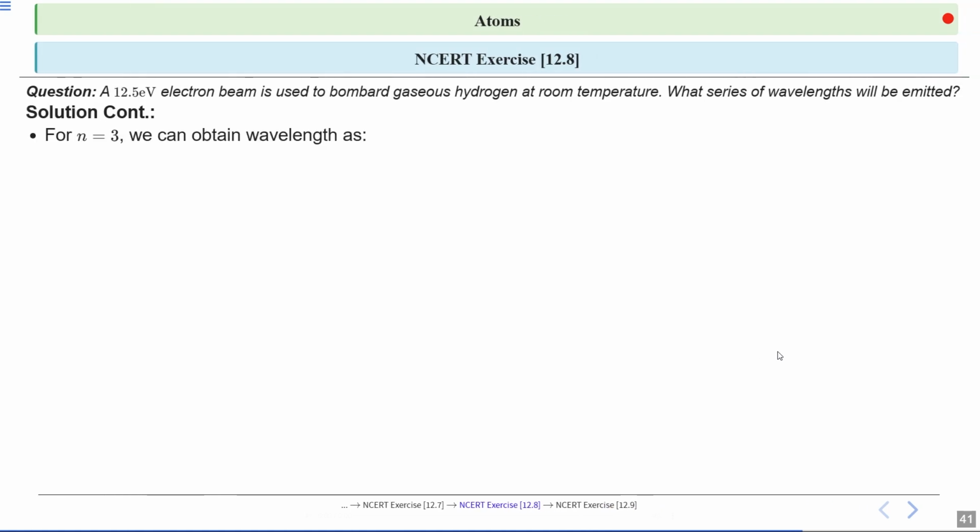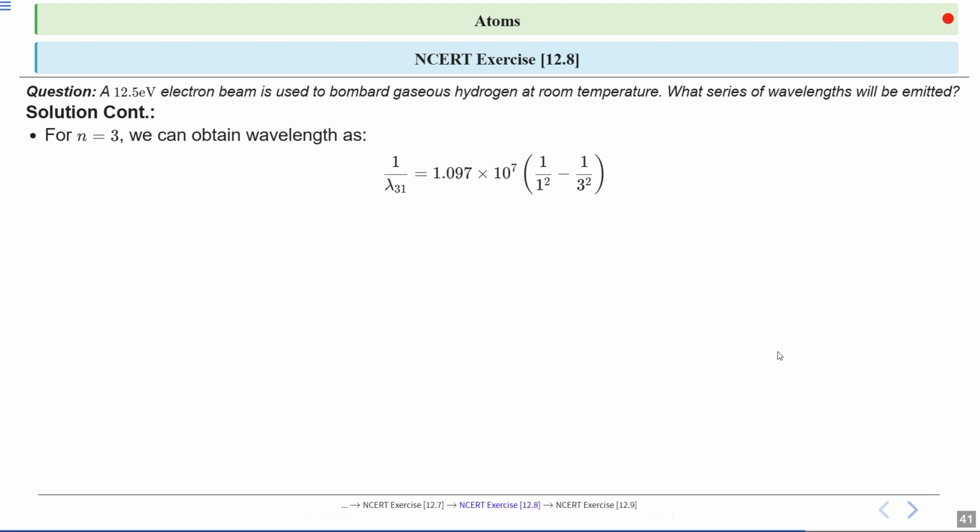Now let's focus on the case where the electron excites the hydrogen atom to the n equal to 3 energy level. We are going to calculate the wavelength of the light emitted when the atom transitions from n equal to 3 down to n equal to 1, which is the ground state. This is an example of electron transition in the hydrogen atom.